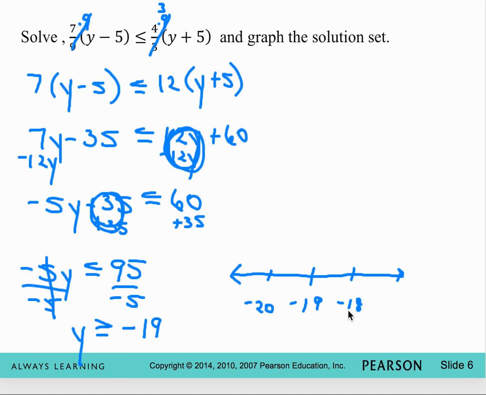and that'll be fine. Okay, I need a closed circle on the negative 19, and I need my arrow to go towards the right. There we are.